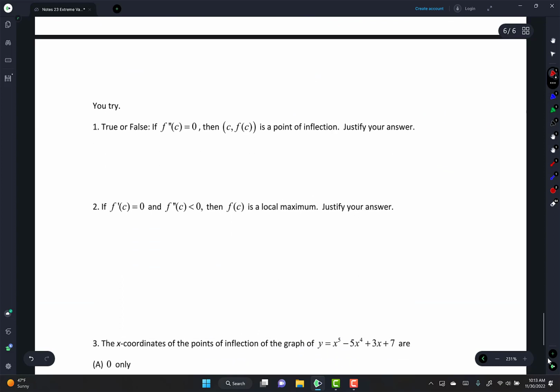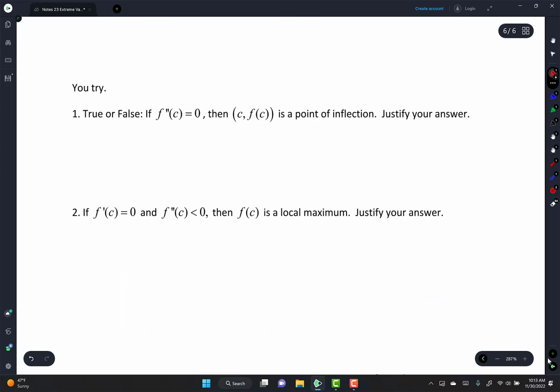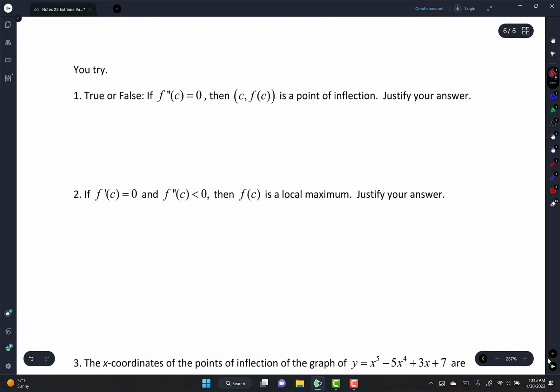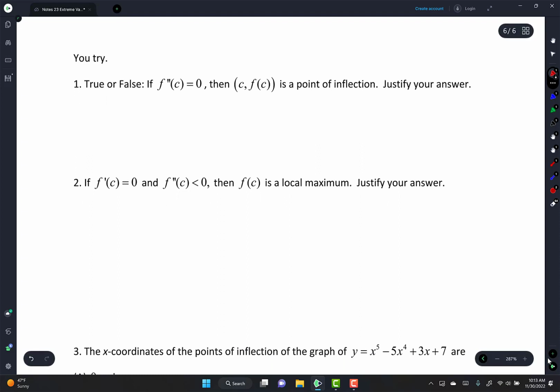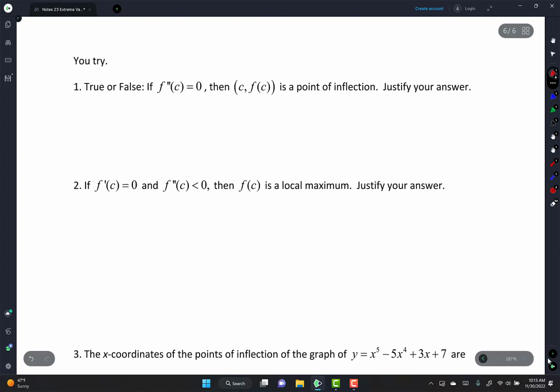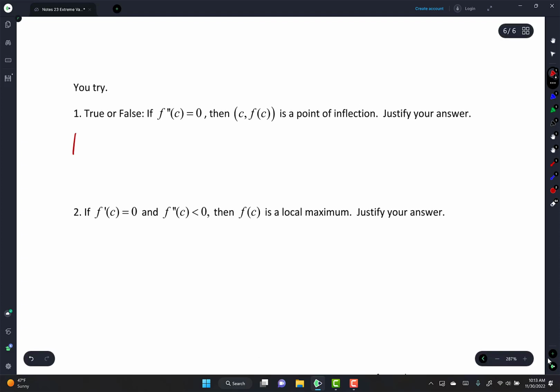All right, true or false? If the second derivative is 0, then I have a point of inflection at that point. No. So is it false? It's 100% false.